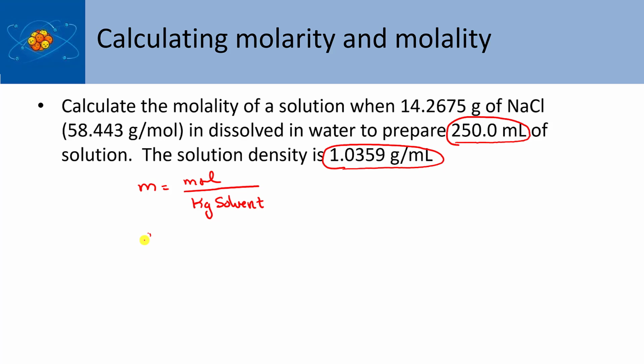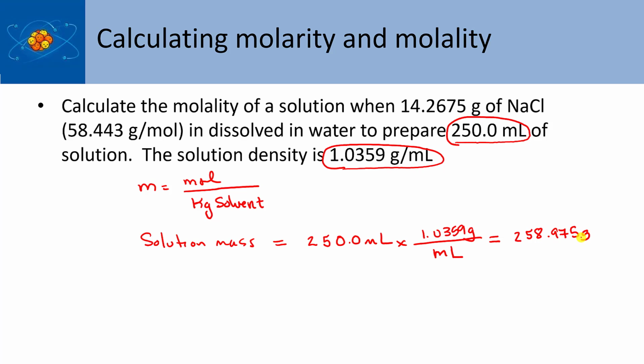So our solution mass, we can use the 250.0 milliliters and the density and calculate the mass of solution, 1.0359 grams for every 1 mL. That's 258.975 grams. We have 4 sig figs at this point, so I'll just mark it there.